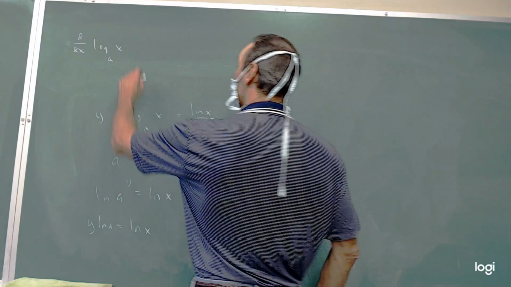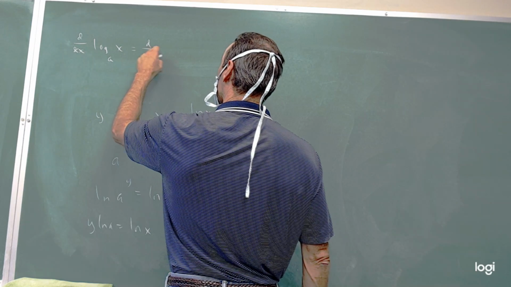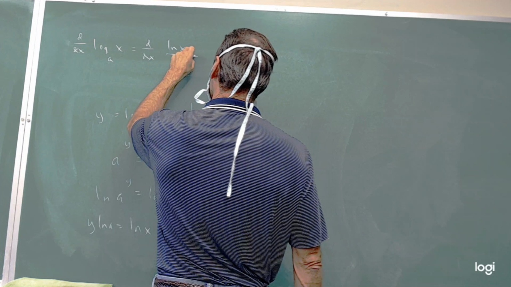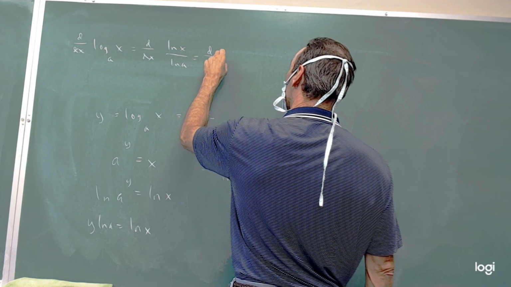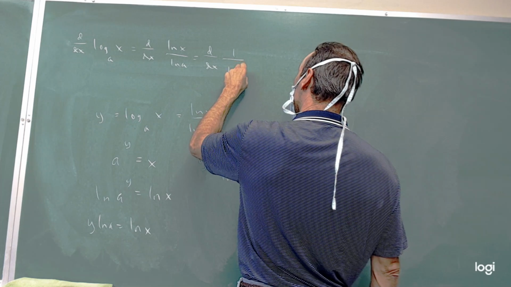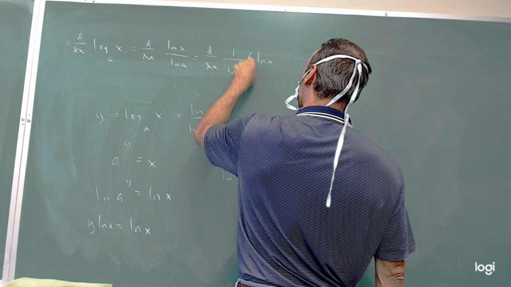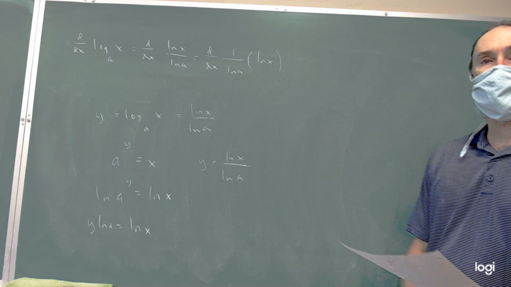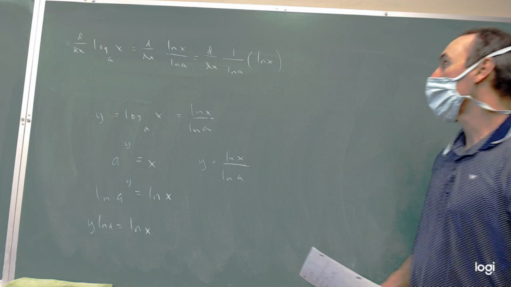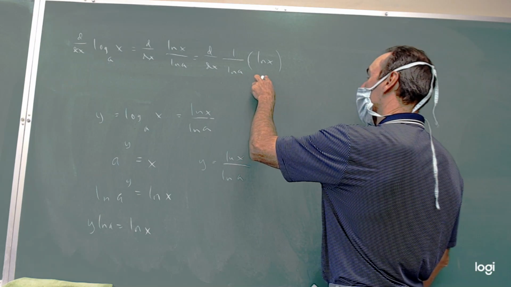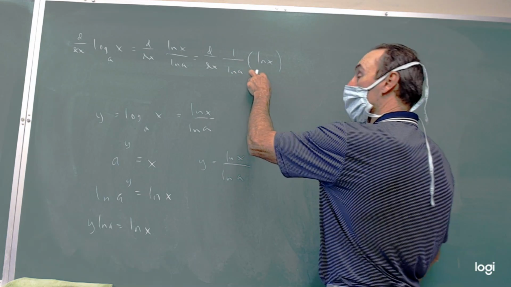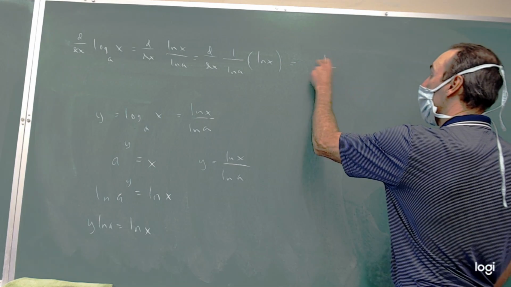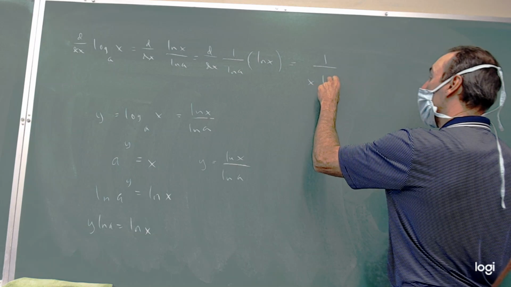And so then, what this becomes is the derivative of natural log x over natural log a, or maybe in your mind you imagine pulling that constant out, that 1 over natural log a constant out, times the natural log of x. So the derivative of a constant times a function is the constant times the derivative of the function, which is going to be 1 over x natural log a. Yep.